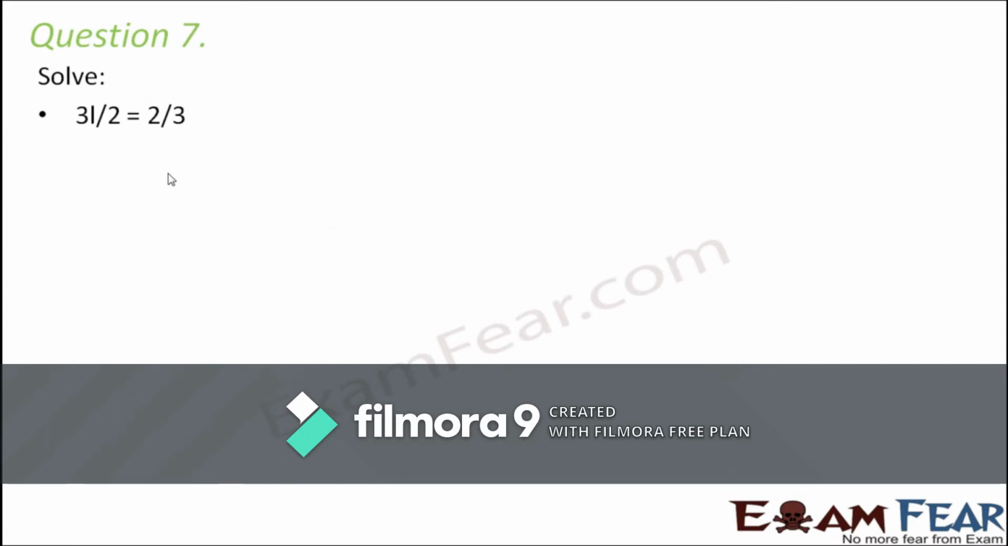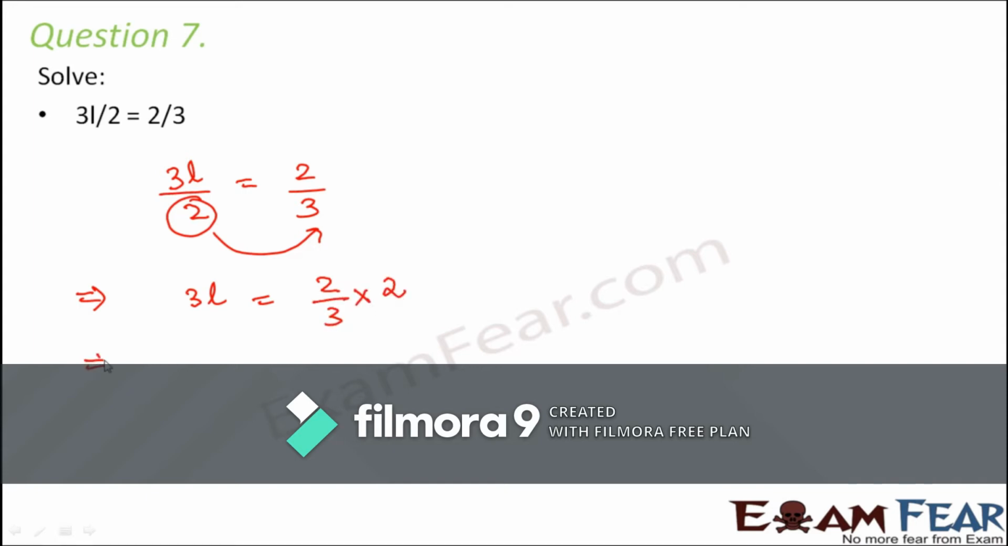Question number 7. 3l by 2 is equal to 2 by 3. So let us first move this constant term to the right hand side. So what will happen? This is divided by 2. That's why when it comes this side, it will become multiplied by 2. So this implies 3l is equal to 4 by 3. Or we can say L is equal to 4 by 3 divided by 3. That is equal to 4 by 3 into 1 by 3. That is equal to 4 by 9. Therefore, L is equal to 4 by 9 is a solution for this equation.